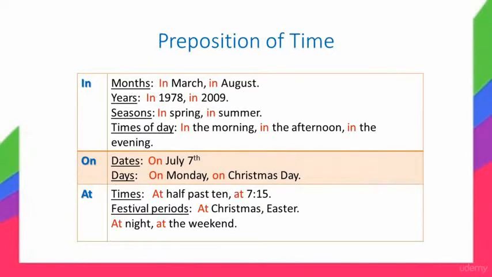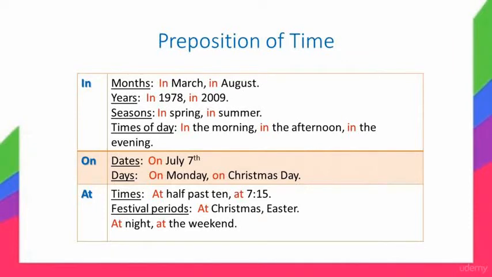Okay, so the next preposition we're going to look at is on. So on can be used with dates. So you can say on July the 7th, and also with days, on Monday, and with special days like Christmas Day, on Christmas Day, and Easter, so on Easter.